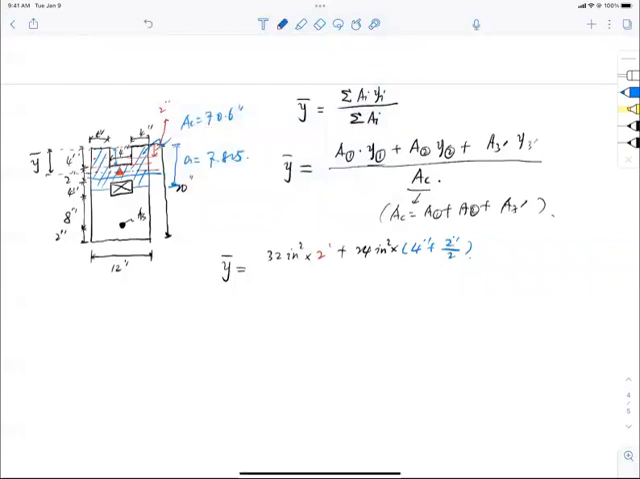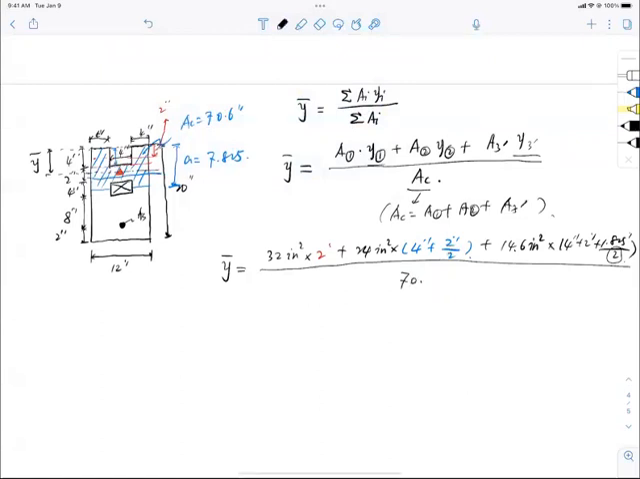And last but not least, switching the color back to black, this is A3 prime, which is 14.6 inch squared from the previous calculation, and Y3 prime is 4 plus 2 plus 1.825 inch divided by 2. Don't forget to divide by 2. So that, ladies and gentlemen, is my y bar on the top, divided by 70.6 inch squared of total compressive zone.